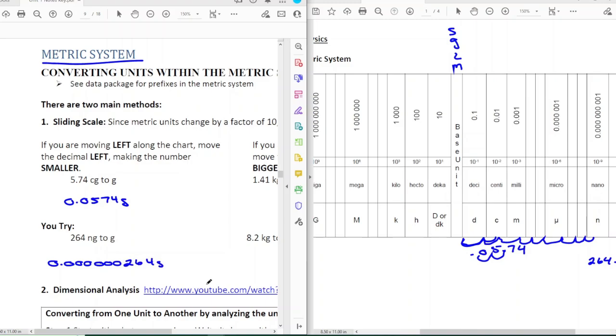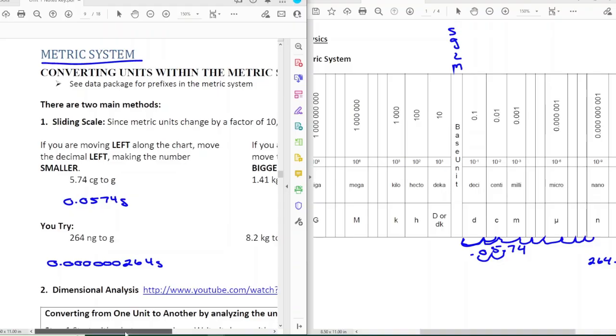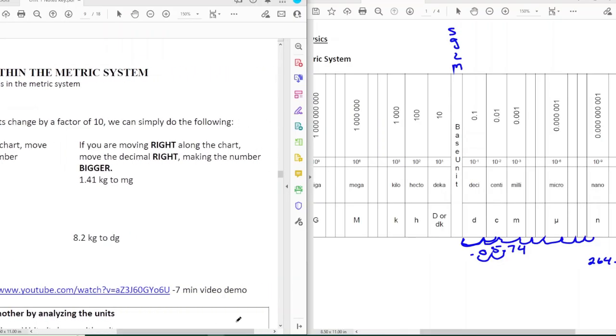Okay. Sliding scale also works the other way. If you're moving from a bigger to a smaller number, let me just erase some of this stuff.